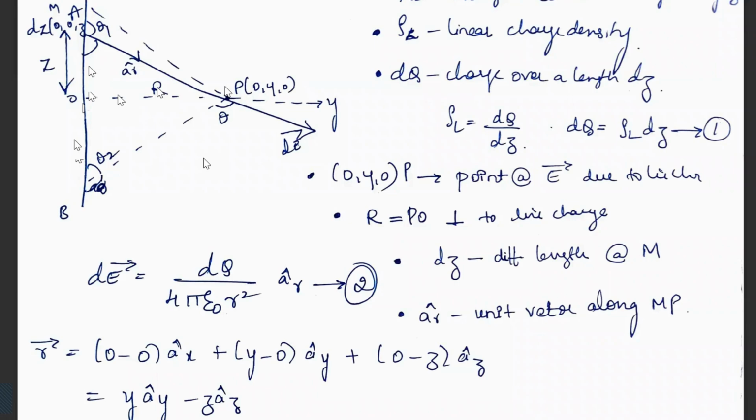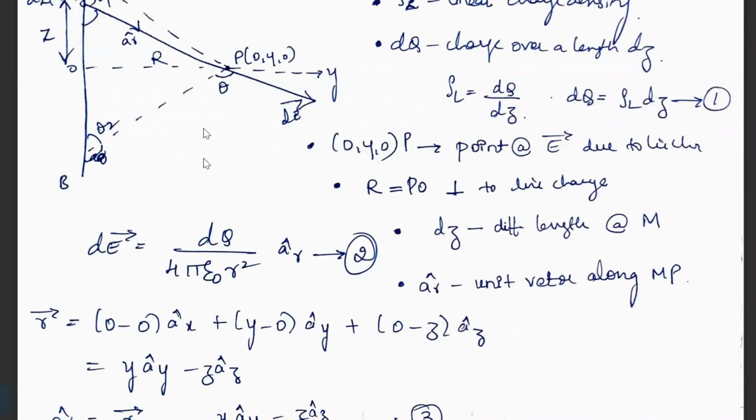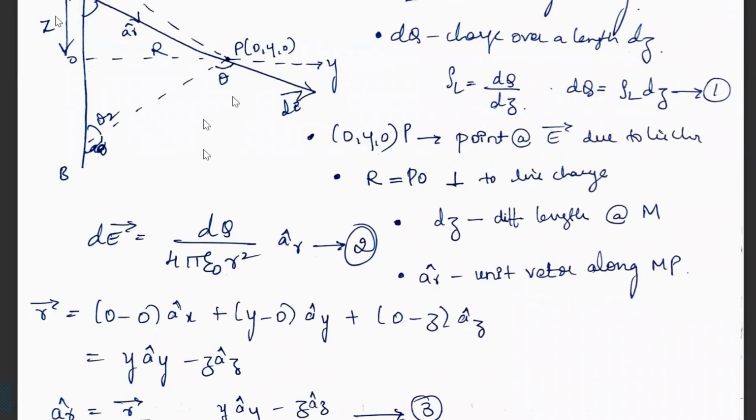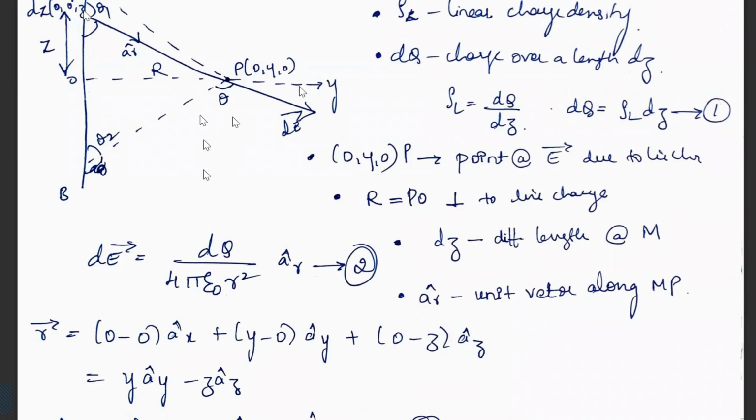We know the electric field formula: dE vector is equal to dq divided by 4 pi epsilon naught r square into aR cap. Consider this as equation 2. Now you have to find the r vector to substitute here. For these two coordinates, r vector is x2 minus x1, that is 0 minus 0, ax cap, and y2 minus y1, that is y minus 0, ay cap, and then 0 minus z, az cap.